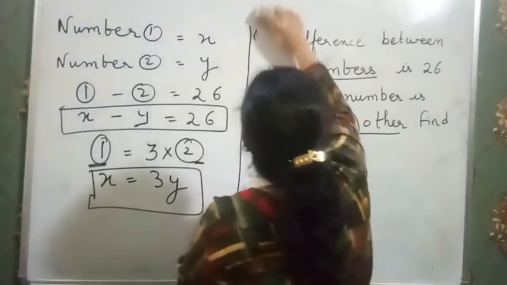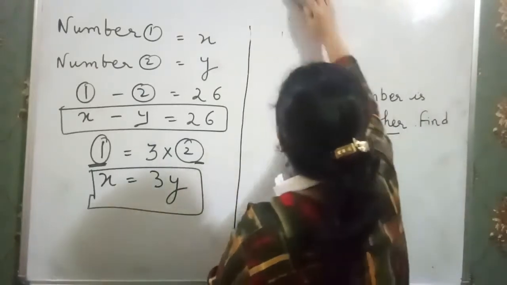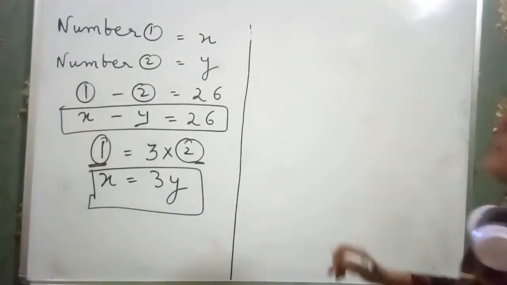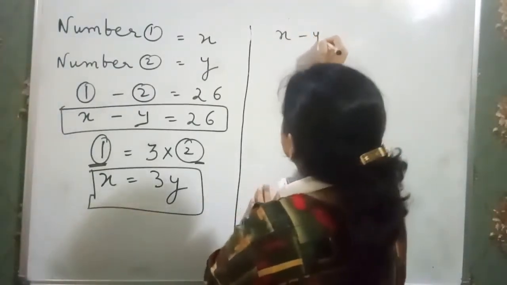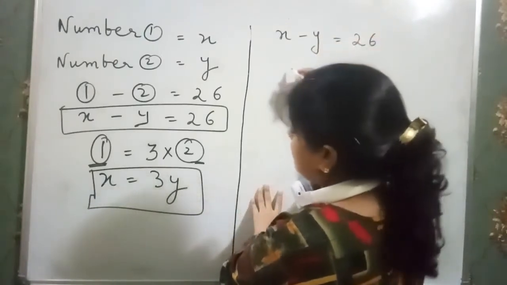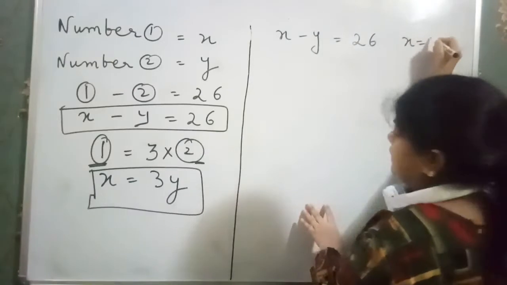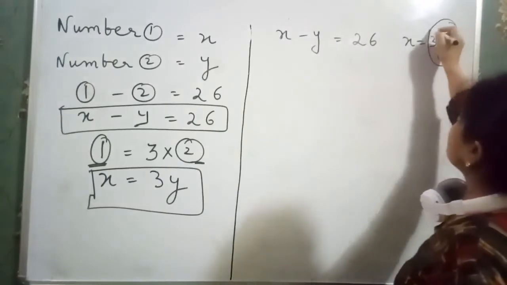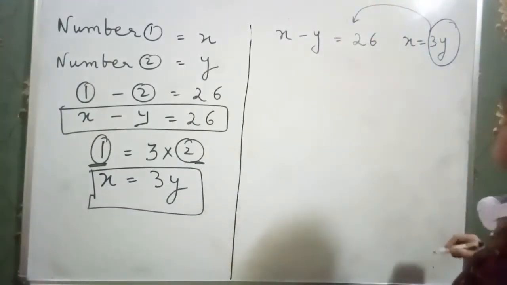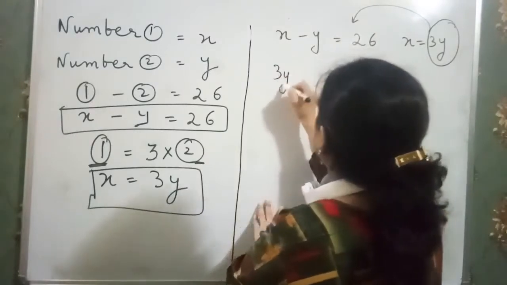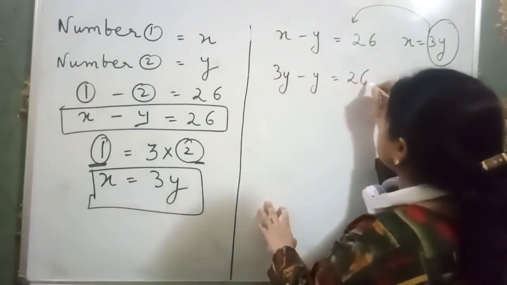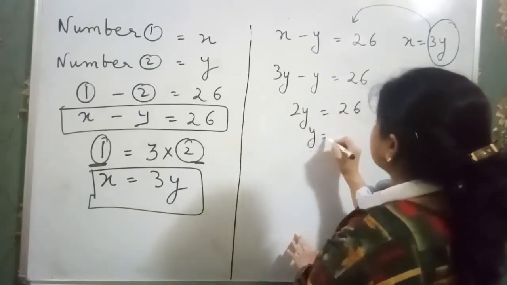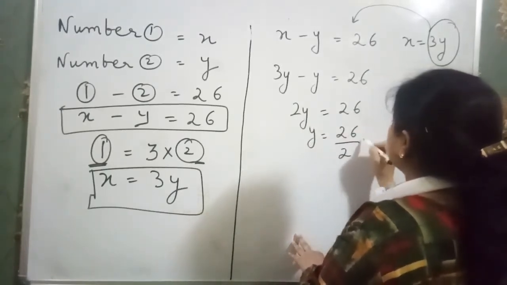With the help of these two equations, now I am going to solve this question. Clear? We can use any method, whether elimination, cross multiplication, any one. Now, x is equal to 3y. That means we can put the value of x is equal to 3y in this equation. So 3y minus y is equal to 26. So 2y is equal to 26. Then y is equal to 26 over 2, that is 13.